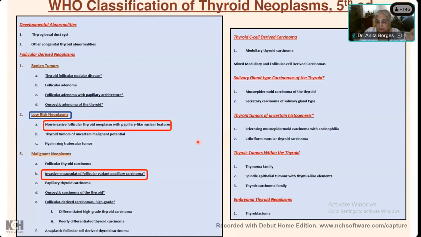So this is my feeling about this. I feel that this entity, NIFTP, should go into the benign tumors. It is actually a follicular adenoma with papillary thyroid-like nuclei, and I believe that the name invasive encapsulated follicular variant of papillary carcinoma should be changed to invasive encapsulated follicular carcinoma with papillary thyroid nuclei. And I've given you the reasons why I think so.